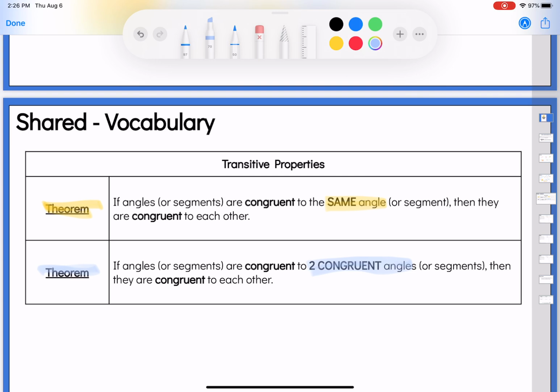So hopefully you're starting to get the hang of it. The confusing part with transitive is all of the words congruent that are in there. It sometimes gets to be a little bit too much, but do your best and keep those straight. So those are the transitive properties when you're linking up different congruent things.